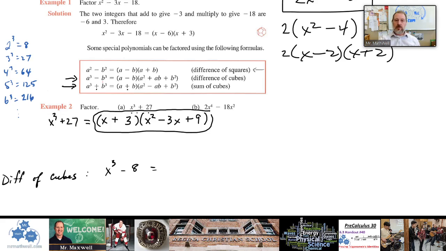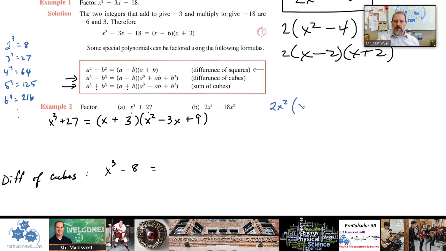The difference of cubes. Let's see, what are we going to do here? Let's take a look at B. 2x to the fourth minus 18x squared. Now it's interesting here. Remember, we need to take out the greatest common factor. I see that there's a common factor here. So let's take out a 2x squared. That's the greatest common factor I can take out of here.